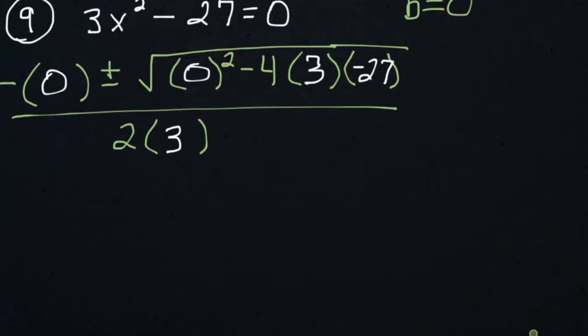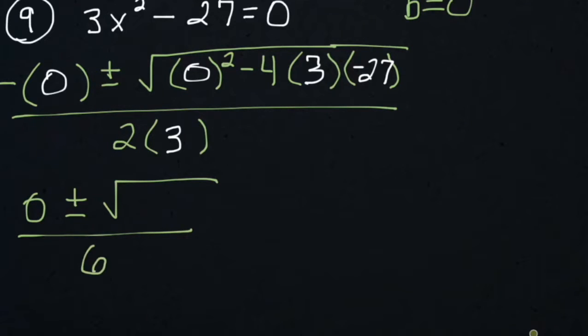So now let's simplify. I have a 0 out front, plus or minus square root of some stuff. We'll get there in a second. 2 times 3 in the denominator makes 6. Well, what's the stuff? I need negative 4 times 3 times negative 27. That gives me 324. Let's double check and see if that's a perfect square. It turns out it is.